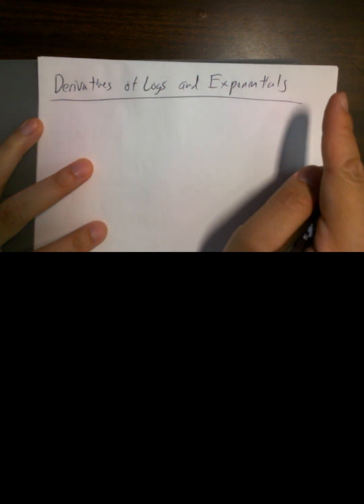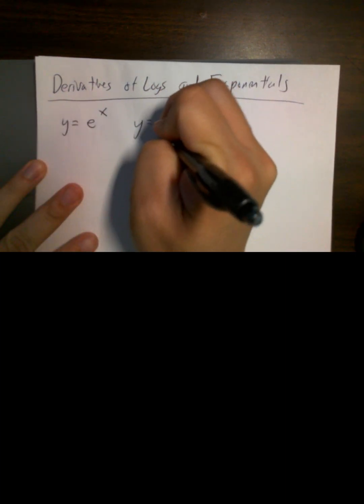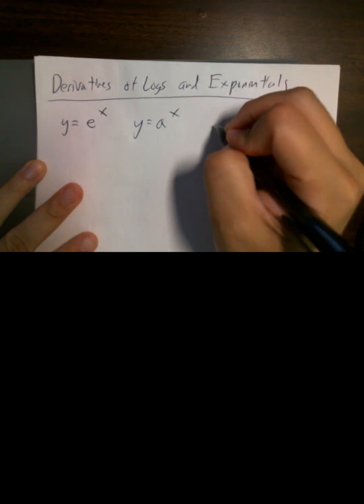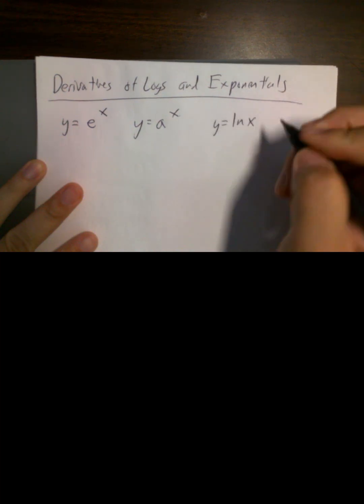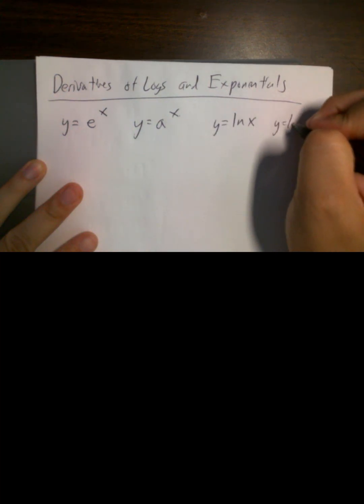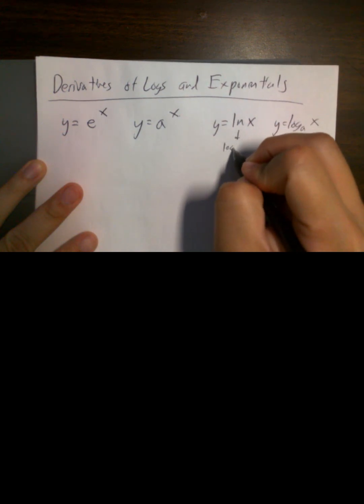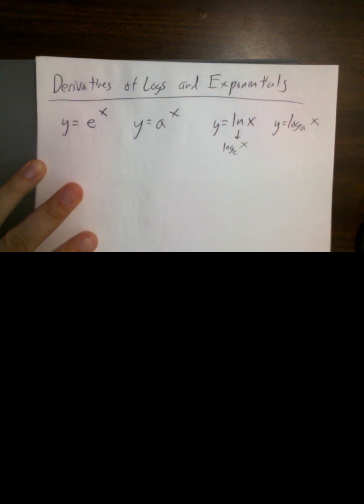Today we're going to talk about derivatives of logs and exponentials. So exponential functions will look like this, a function with a constant raised to a power. Log functions will look like this, or log of a different base. Remember, natural log of x is the same thing as log base e of x.